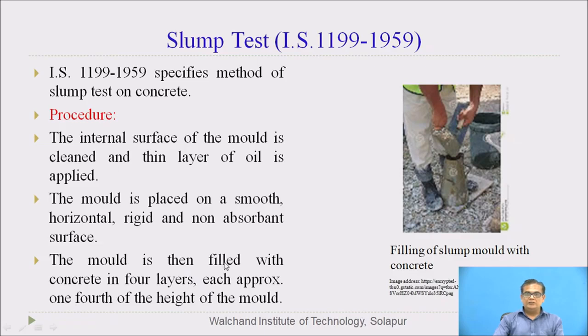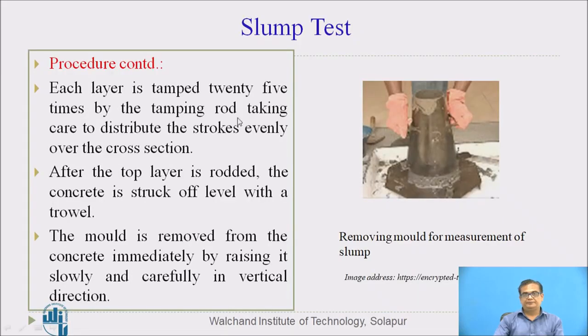Then the mold is filled with concrete in 4 layers. Remember, the mold is filled in 4 layers. Every 1/4 height of the mold is tamped with the help of tamping rod 25 times. Remember, and the tamping should be done evenly over the cross section. After the top layer is rodded, the concrete is struck off level with trowel, and now the mold is removed from the concrete immediately by raising it slowly and carefully in vertical direction.